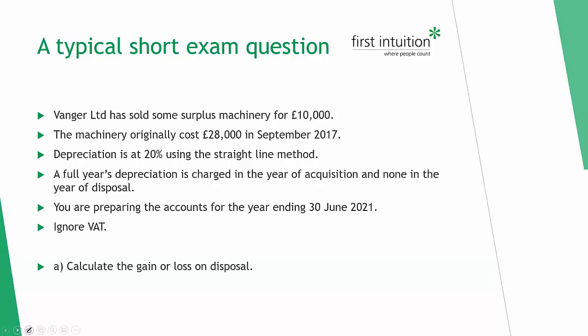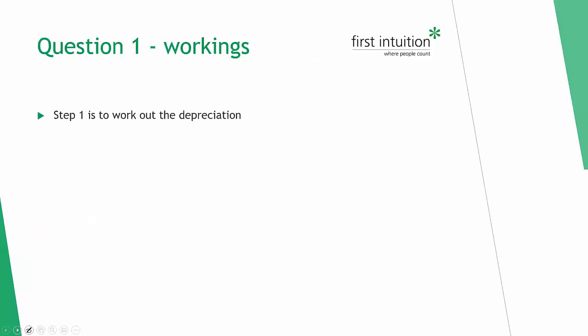The requirement is to calculate the gain or loss on disposal and state whether this will appear in the statement of profit or loss as a debit or as a credit. Now, first job to do in our workings is to work out the depreciation. We bought it in 2017, we sold it in 2021. And there's a very popular wrong answer that lots of people are already thinking of.